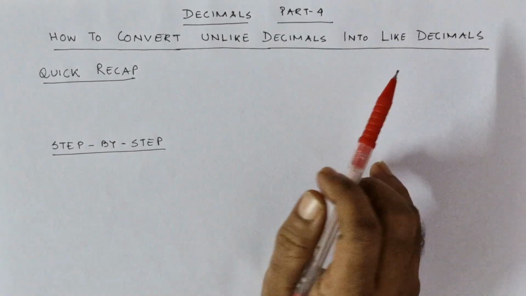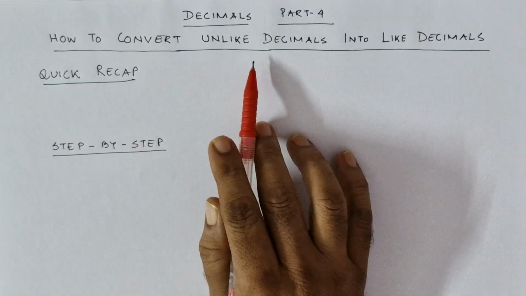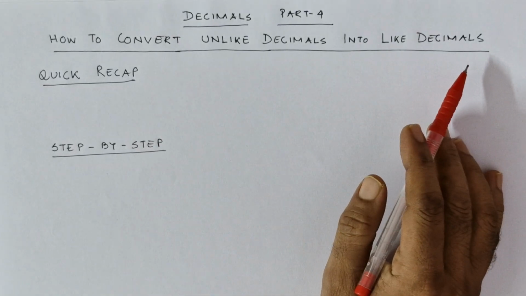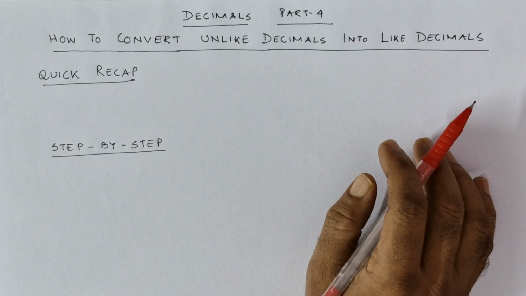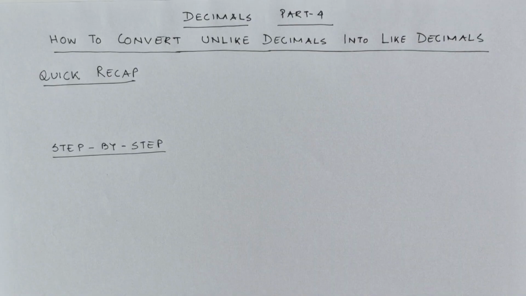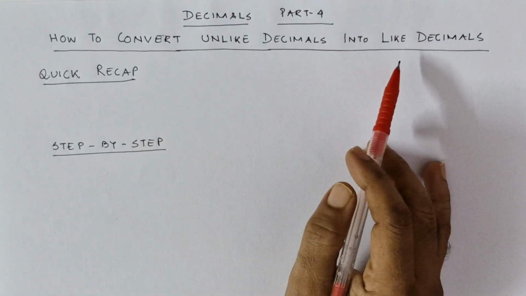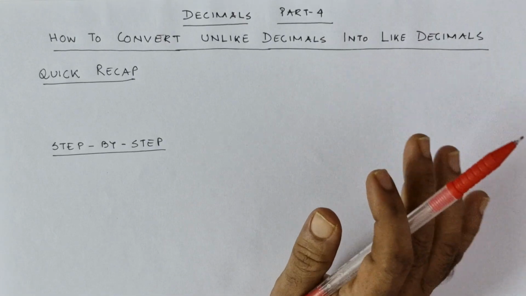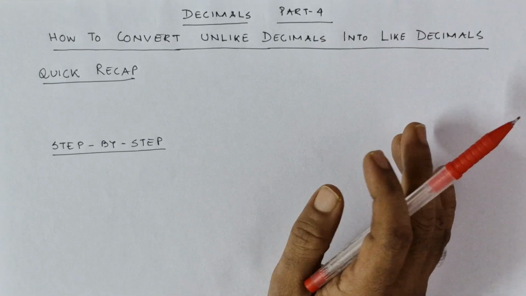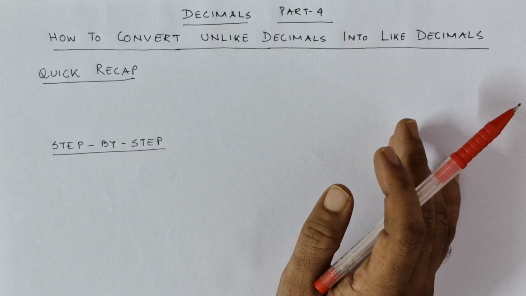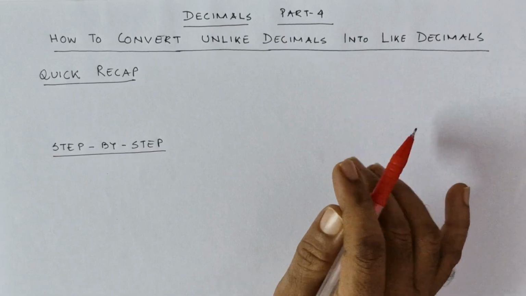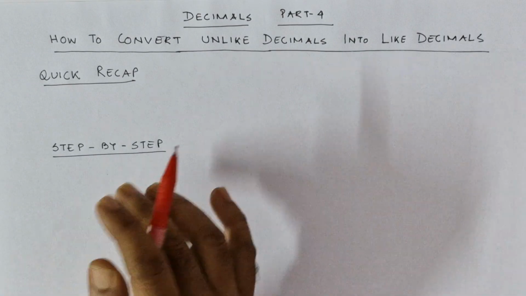Now, today's topic is how to convert unlike decimals into like decimals. This is part 4 of the decimal series. Today, we'll learn two things: how to convert unlike decimals into like decimals, and how to identify and write equivalent decimals. Okay, let's go for a quick recap.